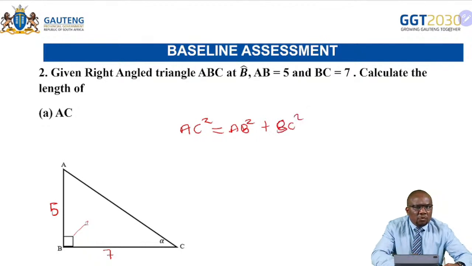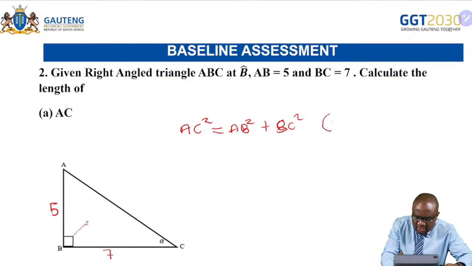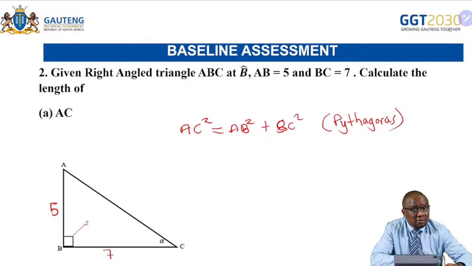Okay. And then why are we saying AC squared is equal to AP squared plus BC squared? Why are you saying that? Because of the Pythagoras theorem. Pythagoras theorem. So remember, we always write our reasons. We are saying this because of Pythagoras theorem.